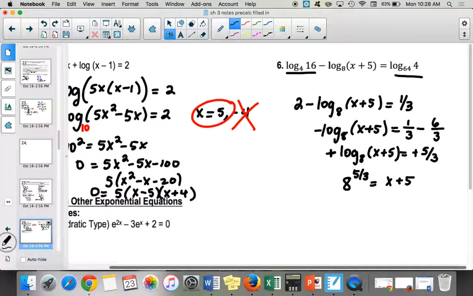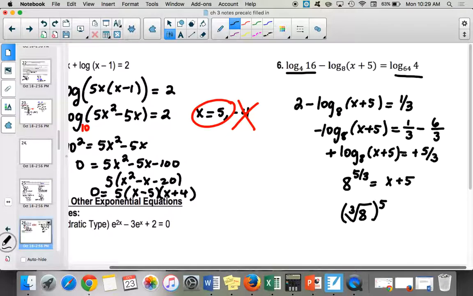And you're thinking, Mrs. Cox, would you put this on the non-calculator section? And I say, heck yeah, I would put this on the non-calculator section. This is all stuff you should know. So 8 to the 5/3. What is 8 to the 5/3? Well, it's the cube root of 8 raised to the 5th.